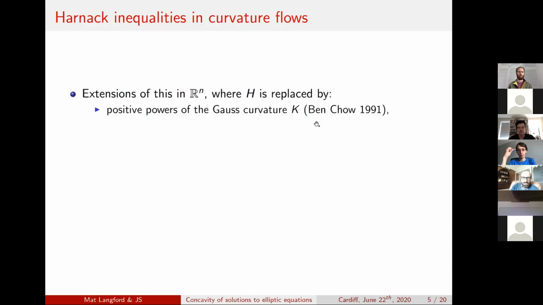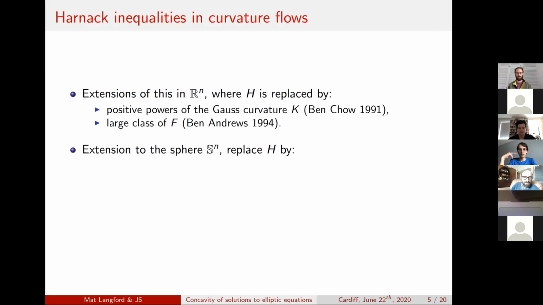There was earlier work by Ben Chow for the Gauss curvature, which is a little bit easier because the Gauss curvature flow automatically preserves convexity by definition, since it is not even parabolic if you lose convexity. So from the technical point of view this was a little bit easier and it appeared a little bit earlier. Then at the same time as Hamilton's result, Ben Andrews generalized that to a large class of F with some common assumptions. But this was also all in Euclidean space, so there was nothing in other ambient spaces until recently.